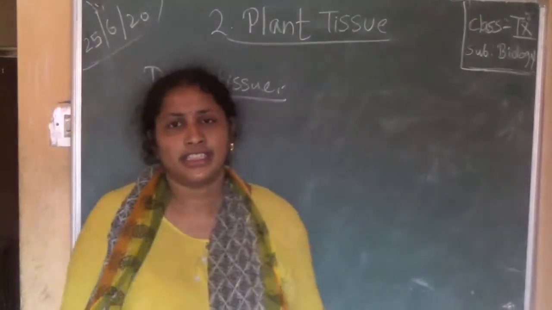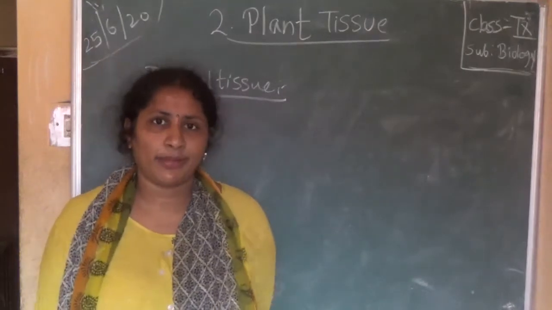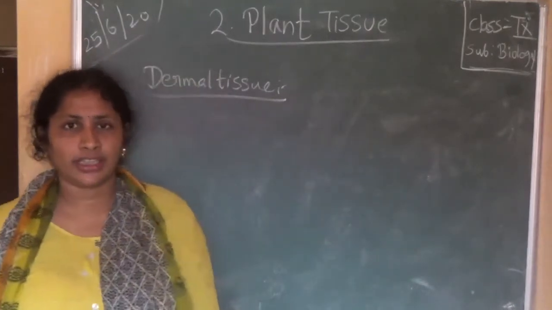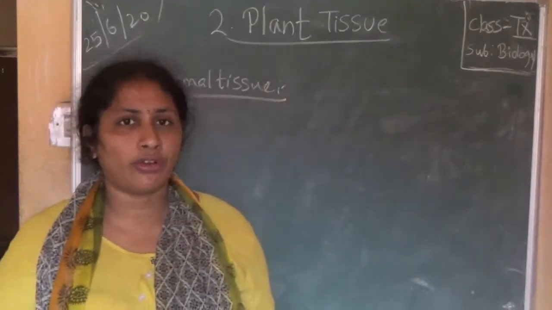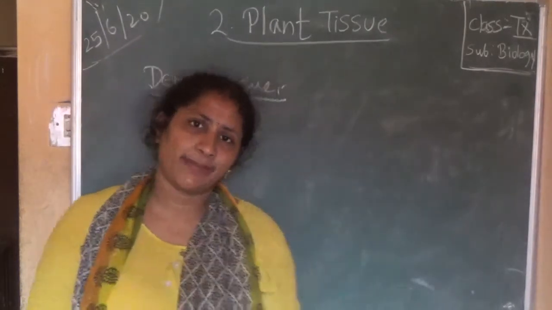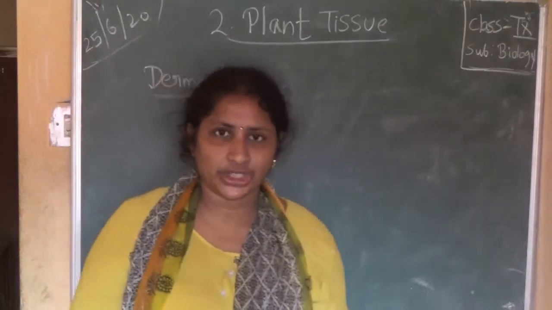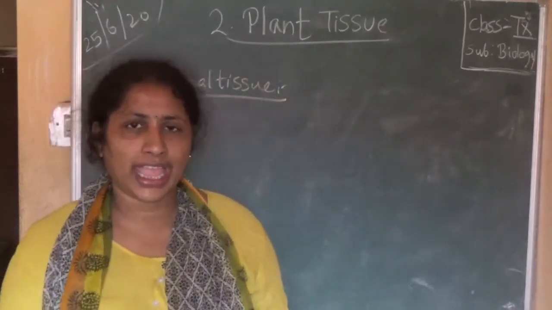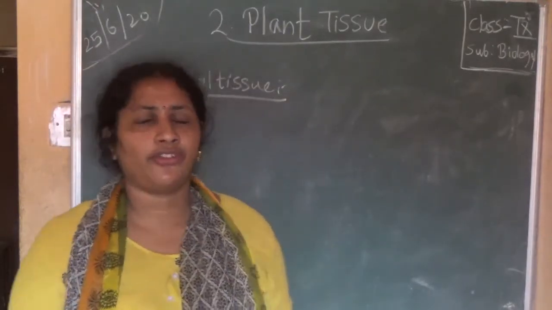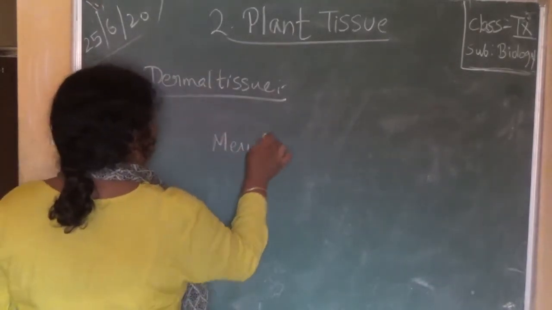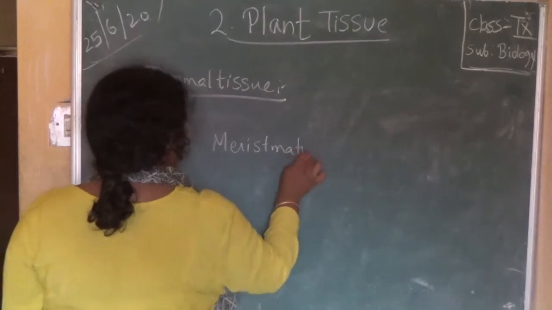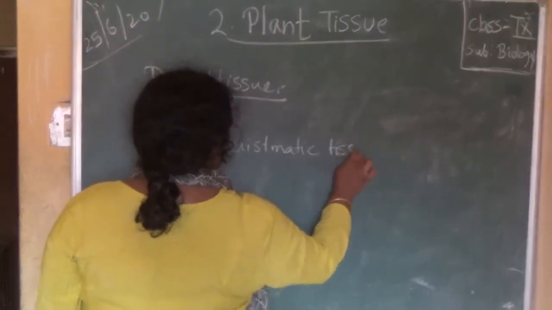Good morning students. So we were discussing plant tissues. We have seen that in the plant we have four types of tissues: meristematic tissue, dermal tissue, ground tissue and vascular tissue. We have already discussed the meristematic tissue.